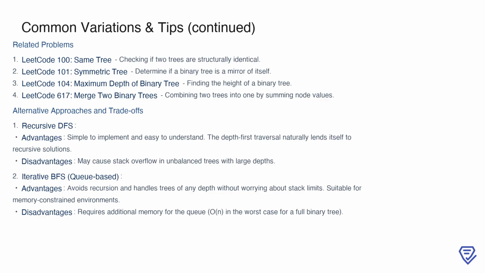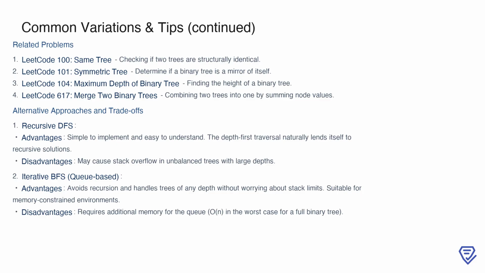For example, LeetCode 100, Same Tree, asks you to determine if two trees are structurally identical. LeetCode 101, Symmetric Tree, challenges you to check if a binary tree is a mirror of itself. LeetCode 104, Maximum Depth of Binary Tree, focuses on finding the height of a tree, and LeetCode 617, Merge Two Binary Trees, involves combining two trees by summing their node values.